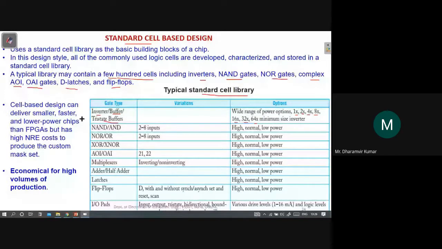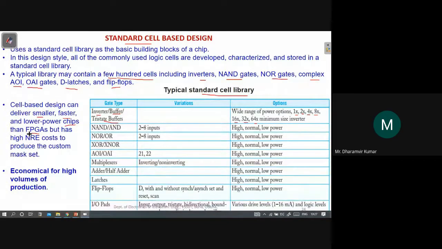since this approach gives you ready-made cells in the form of a library, obviously it will take less time as compared to the full custom design style. Okay, so it will be a bit faster in terms of productivity, in terms of design time it will take to design a complete system. Okay, so cell-based design can deliver smaller, faster, and lower power chips than FPGAs. What is FPGA? We'll see.